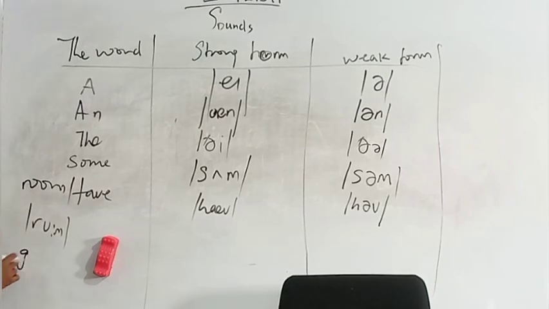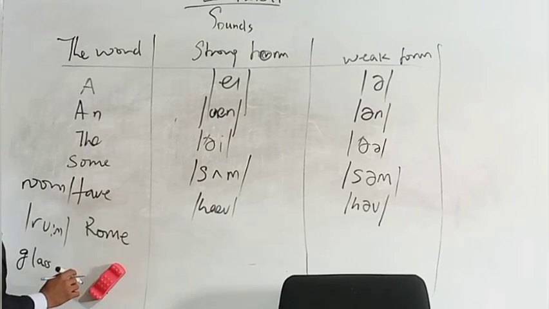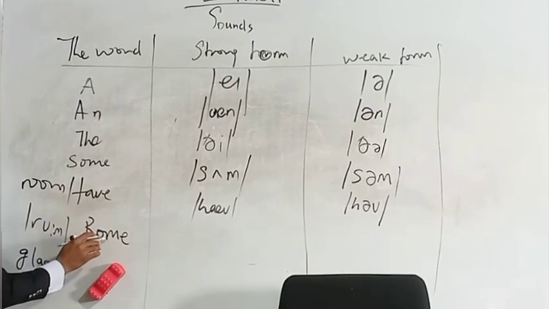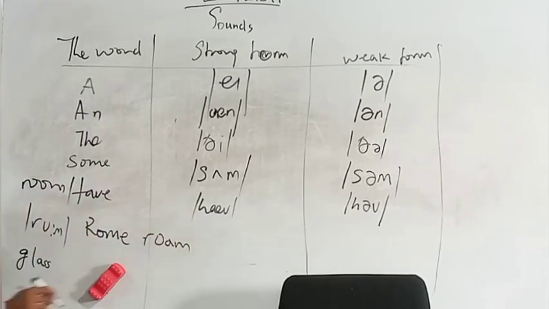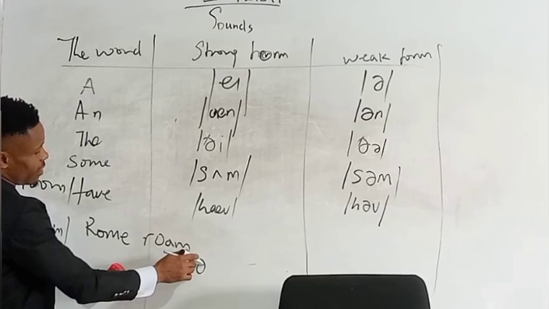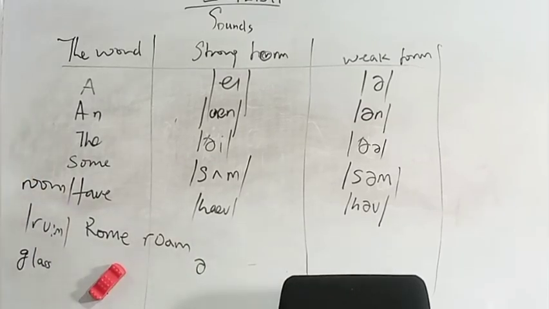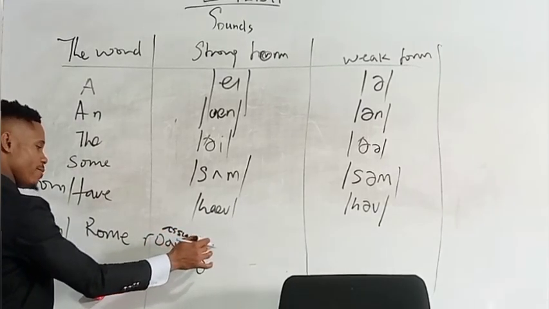Glass. Glass. Room. This is room. This is the one you're talking about now. Room. Okay, room. This room will contain a lazy sound. It will contain this sound and some other thing. Find that out. I give you as an assignment. Don't come and stress yourself. I'm going to give assignment.